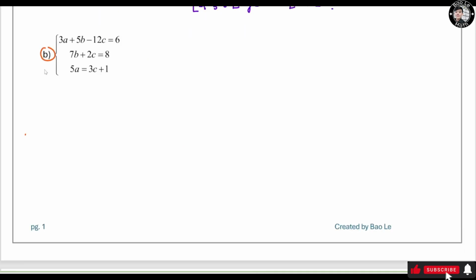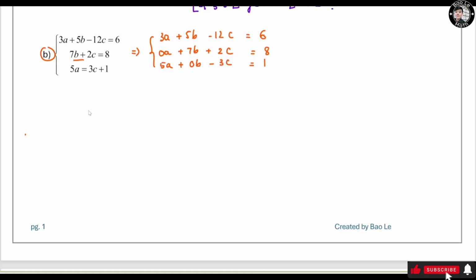Now for question B, we need to rearrange the variables. The first equation is good. For the second equation, we don't have A, so we're going to add 0A plus 7B plus 2C equals 8. And for the last equation, we have 5A, but we don't have B, so we're going to add 0B, and we're going to subtract 3C on both sides, and it's going to be 1.